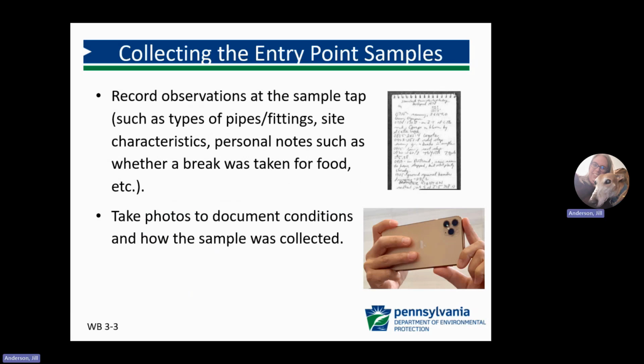It is recommended to record observations at the entry point sample tap location in a field notebook. Record details such as types of pipes and fittings present, the sample collection time, site characteristics, atmospheric conditions, personal notes such as whether a break was taken for food, and so on. Also, take photos to document specific conditions encountered and how the sample was collected. Record this information at the time of sampling.